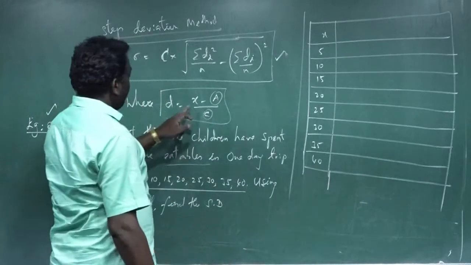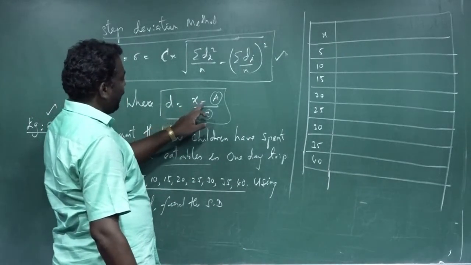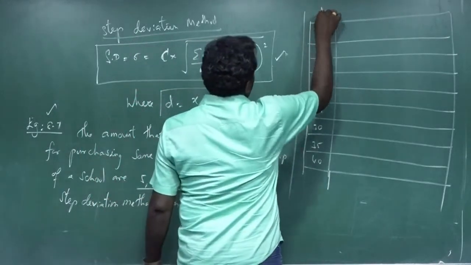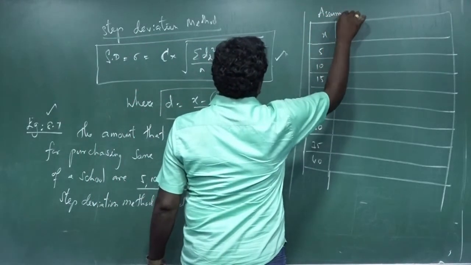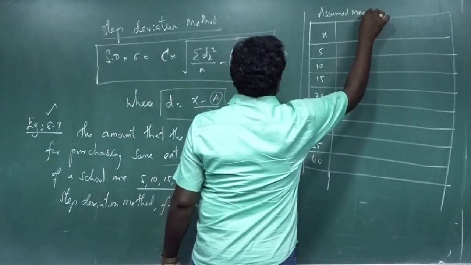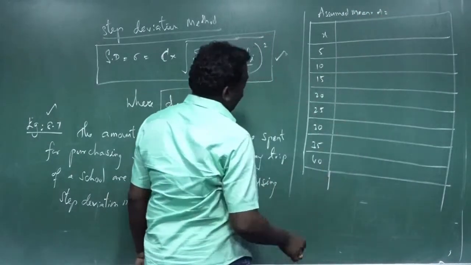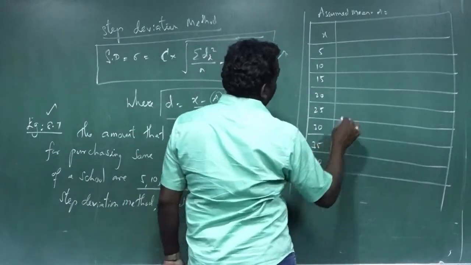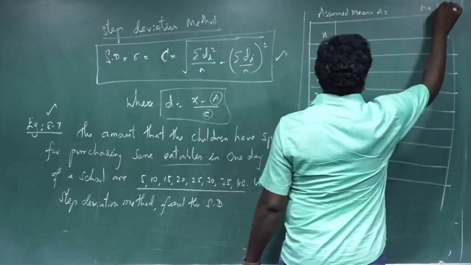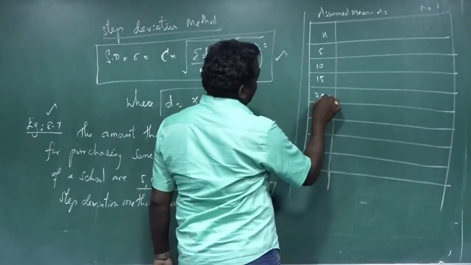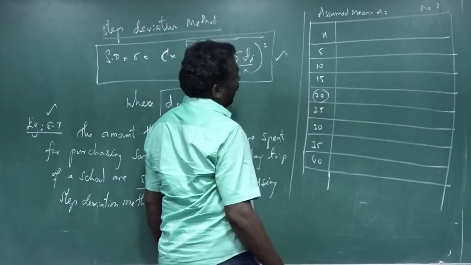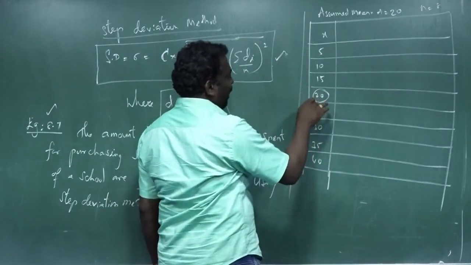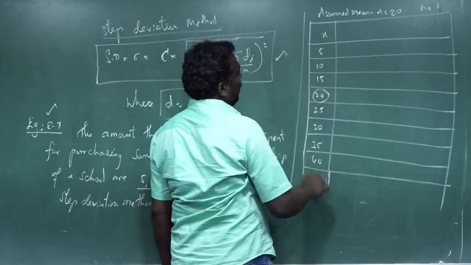Next what we have to find out is d equal to x minus a by c. First, assumed mean, defined by a, is the middlemost value. 1, 2, 3, 4, 5, 6, 7, 8. N value equals 8 here. The middlemost value, you can take a rounded value, equal to 20. Therefore assumed mean is equal to 20. Ourselves we assume one mean value, and we call it 20.